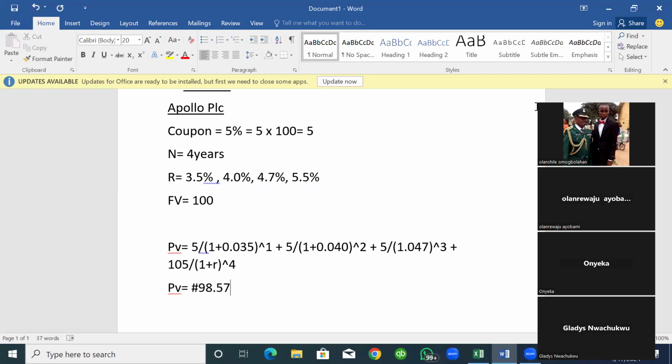Please, does anybody get Kaduna? Anybody get Port Harcourt? Get Delta? Get Enugu? Not get what we got here. Please, if you don't get what is on this board, please signify. Let's know where you are going before I move on. So you can say 98.57 is the market price of the bond.